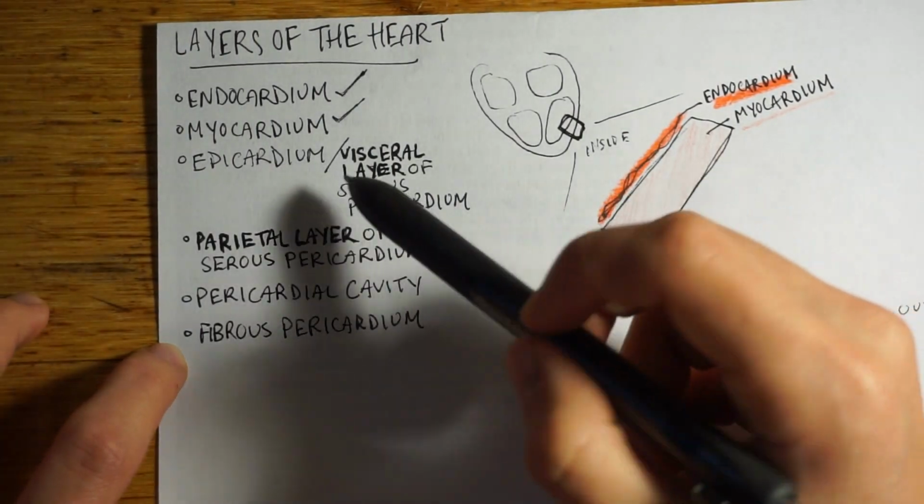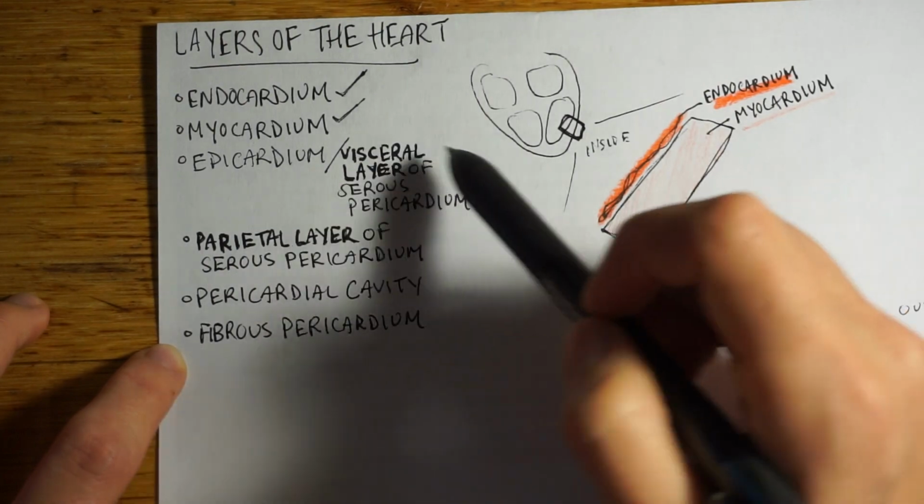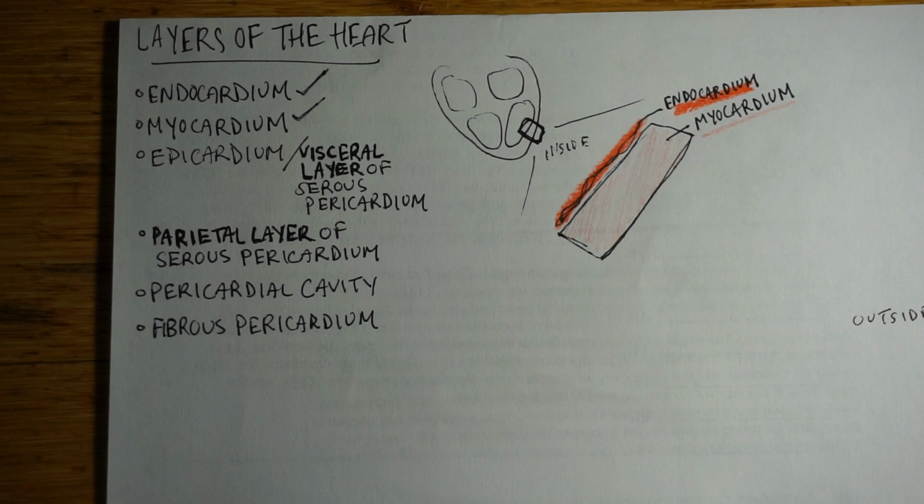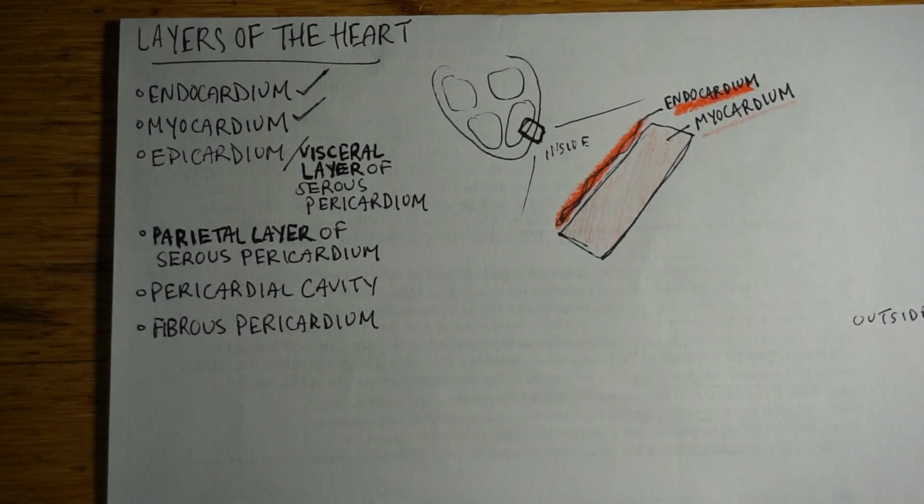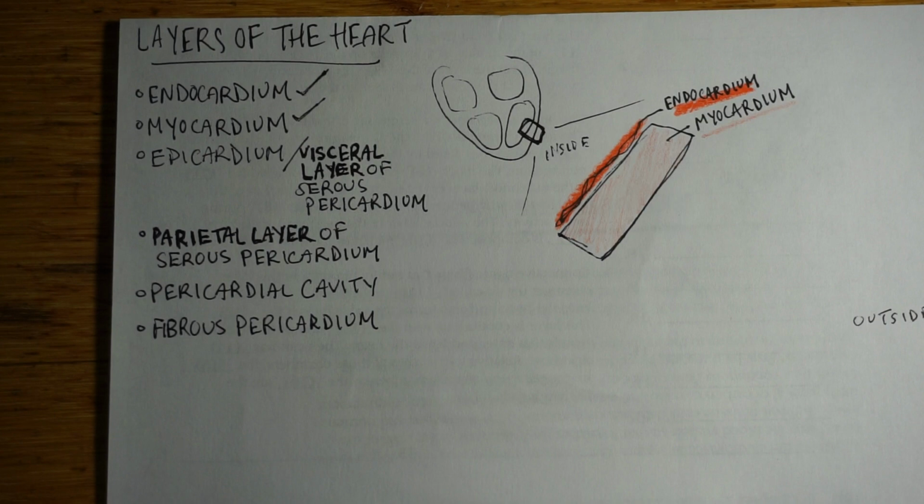Then you have the epicardium, which you see I have a slash here. This is synonymous. It's the same thing as the visceral layer of the serous pericardium. So here's where we switch gears a little bit. You have the endocardium and the myocardium, but then the heart is also sitting within this pericardium, which is a hard, rigid sac that protects the heart in a way, but also keeps it in its own little space. But it's not just one single lining. It also has multiple layers that we need to understand, right?